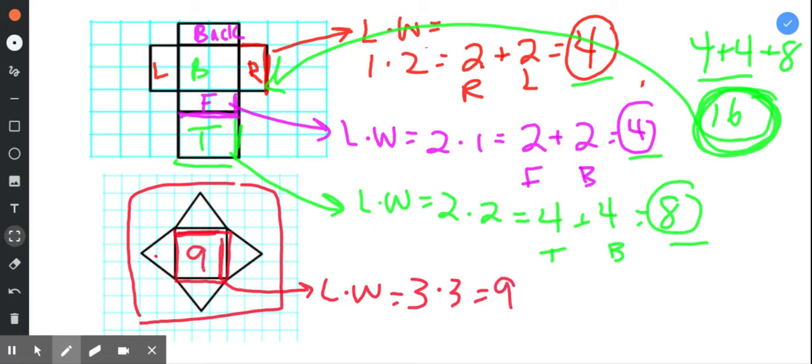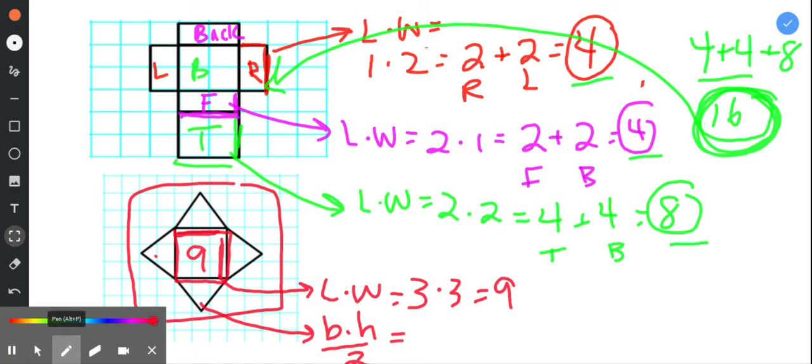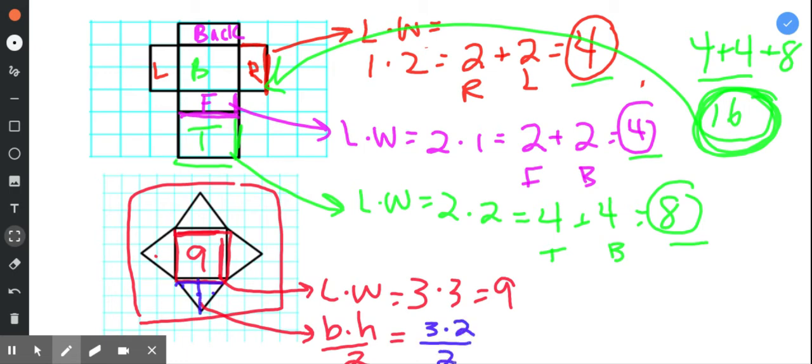Now I'm going to find the area of my triangles. Base times height divided by 2. Make sure you have the right formula for a triangle. Okay, now my base here is 1, 2, 3. Base is 3. My height goes straight from my base all the way up to my top. That's 2. Then divide it by 2. Okay, my 2's would cancel out, and I'm just left with 3, because 3 times 2 is 6. 6 divided by 2 is 3.